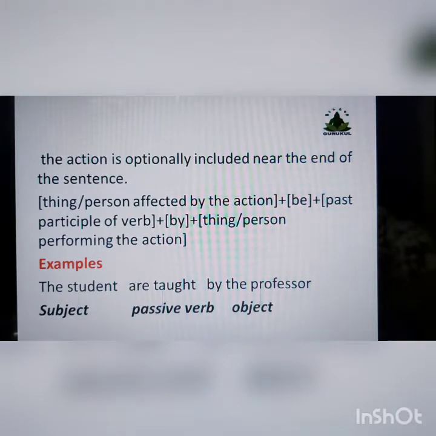That means thing or person affected by the action plus be plus past participle of the verb plus by plus thing or person performing the action. Now let's see an example. Say, for example, the students are taught by the professor. Here the students is the subject, are taught is the passive verb, and by the professor, in this the professor is the object.